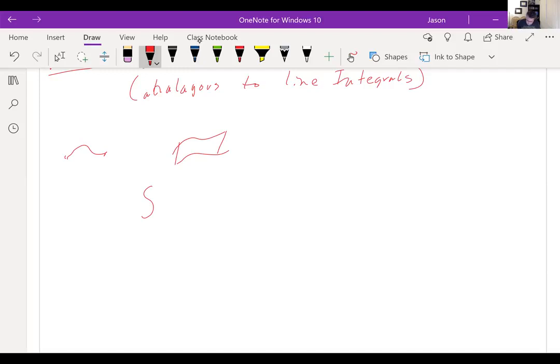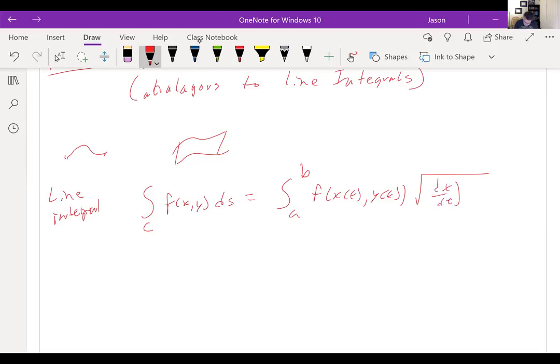Okay, so where we said that we had the line integral over C of f(x,y) ds was equal to the integral from a to b of f(x(t), y(t)) times the square root of (dx/dt) squared plus (dy/dt) squared, dt. Okay, this is a line integral that we established way back in 16.2.